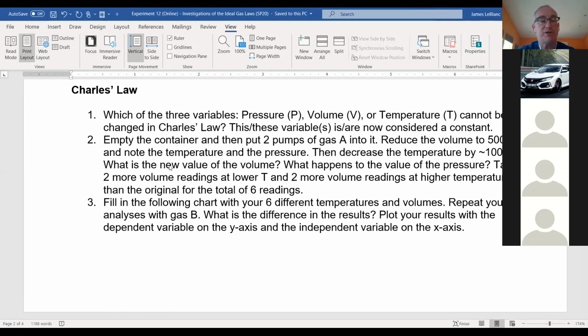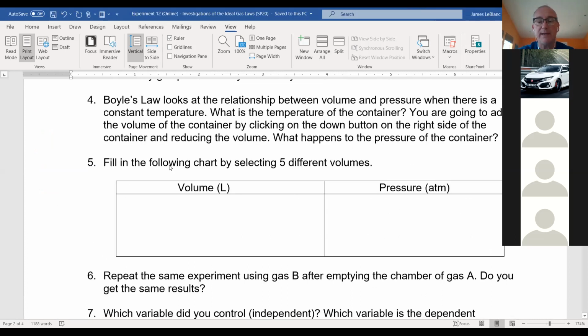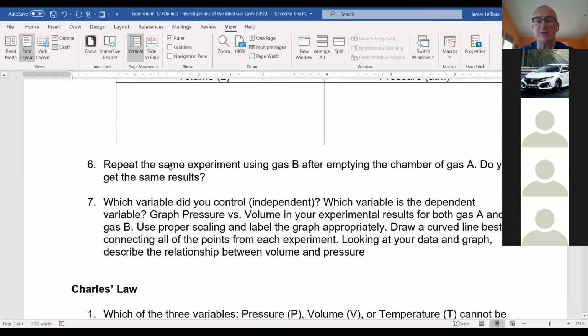I also wanted to mention, I wanted people to repeat the same experiment using gas B or a mixture of A and B and see, do you get the same results or not? You may notice that the kinetic energy and the speed will be different, but will your results be different?